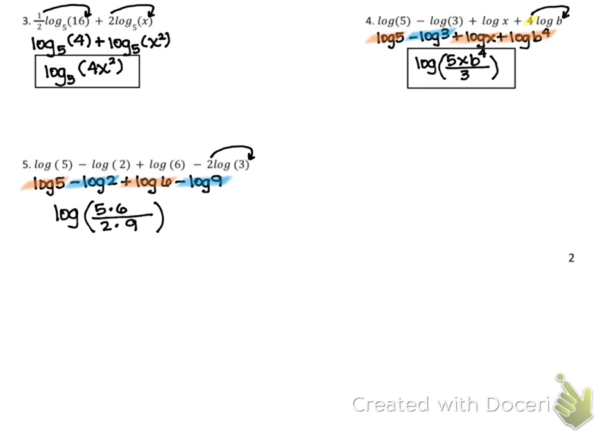on the bottom. Okay, go ahead and clean this up. So this is log of 30 over 18, and that can be simplified. Log of, so it's 3 goes on the top, 10 times, here goes on the bottom, 6, that can also be simplified. And that's going to give me 5/3.